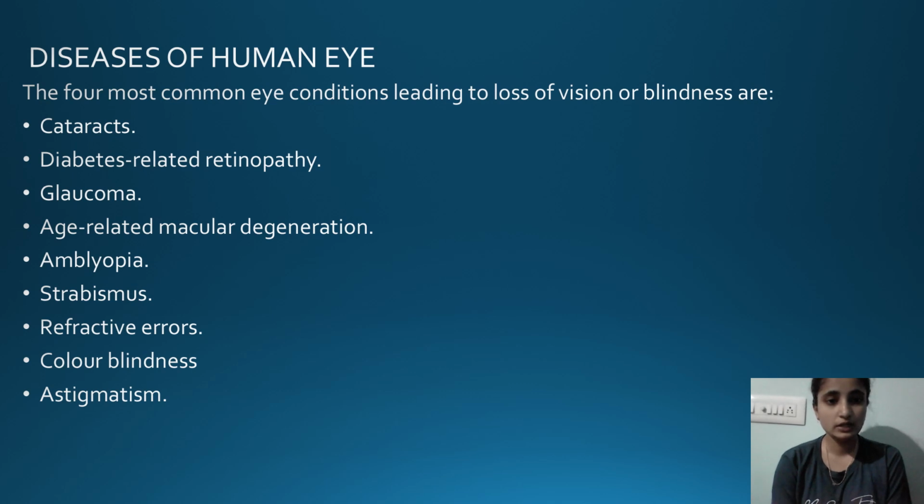Next, we move on to the diseases of the human eye. The most common eye conditions leading to loss of vision or blindness are cataracts, diabetes related retinopathy, glaucoma, age related macular degeneration, amblyopia, strabismus, refractive errors, color blindness, and astigmatism.